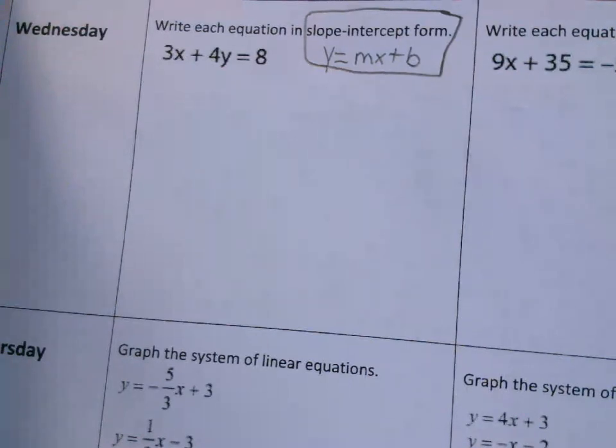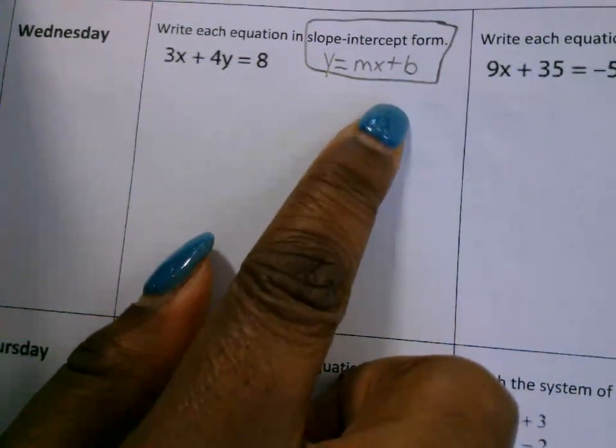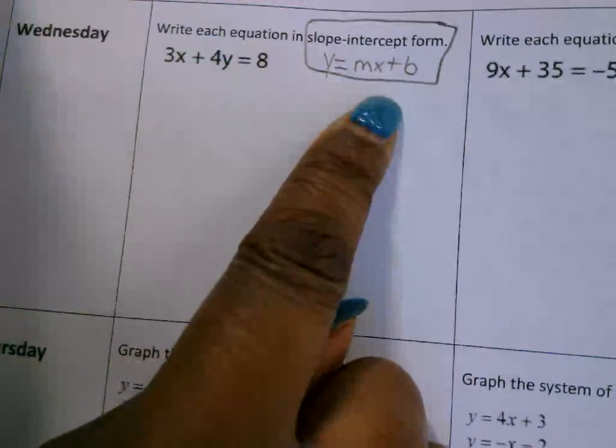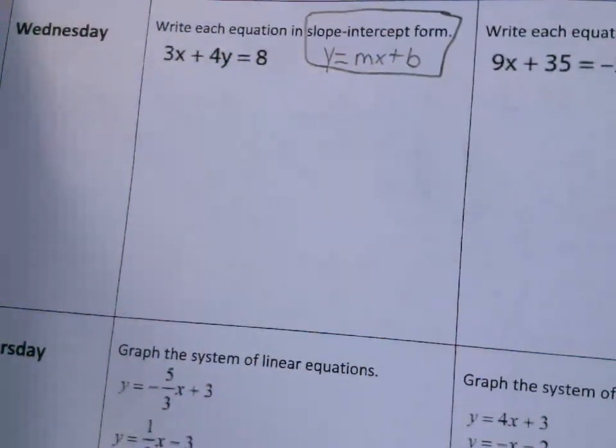Please write. This equation right here does not look like this. So we've got to rearrange this equation so that it looks like this. And this is how you do that. Okay, Frank, do you need another packet? I need you to take out your packet and write, please.